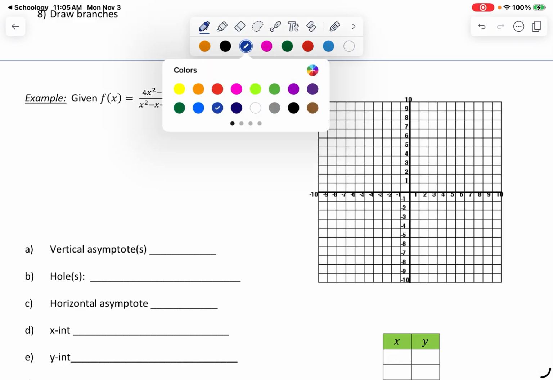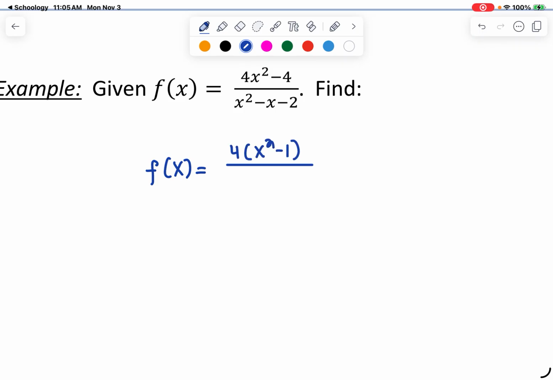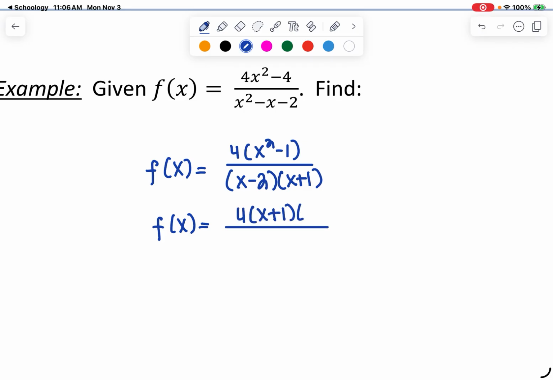Okay, so step number 1 here, I have a rational function. I need to factor the numerator completely and factor the denominator completely. So I have f of x is equal to, the numerator has a GCF of 4, and then we have x squared minus 1, which is still factorable. And then my denominator factors to x minus 2 times x plus 1. So I'm going to continue to factor that. I'm going to say f of x equals, my numerator still factorable, x plus 1 times x minus 1 for that x squared minus 1, and then x minus 2 times x plus 1.